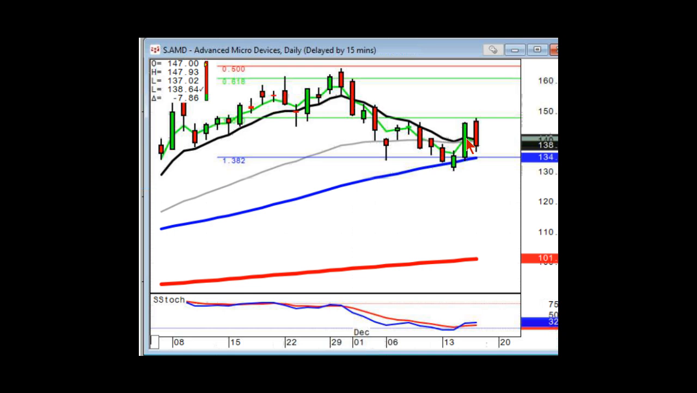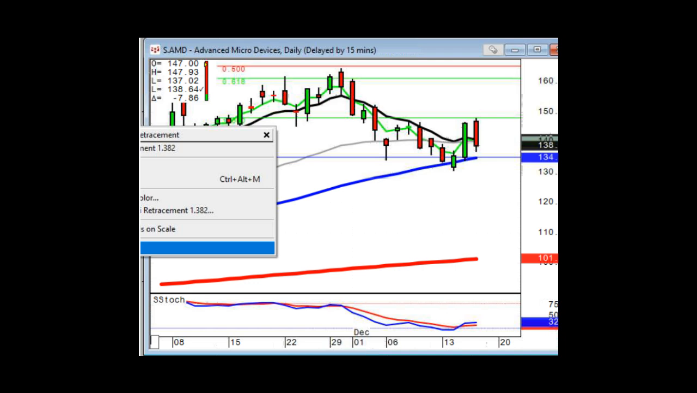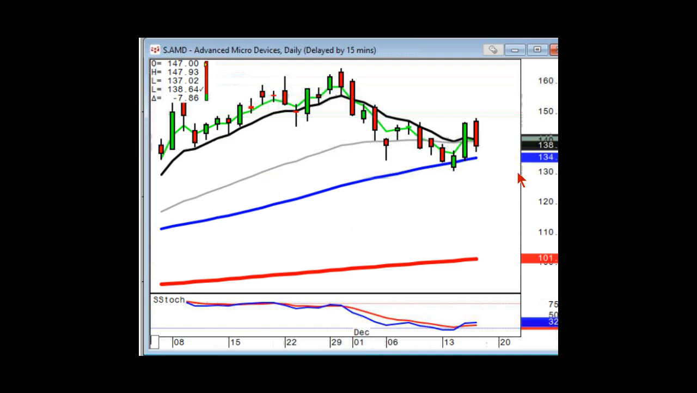Number two, not only did it close more than halfway down this candle, but it closed back below the T line. And the one thing you always want to keep in mind is if you're closing below the T line, the probabilities are extremely strong that you're still in a downtrend.